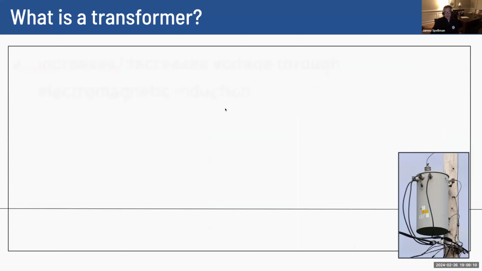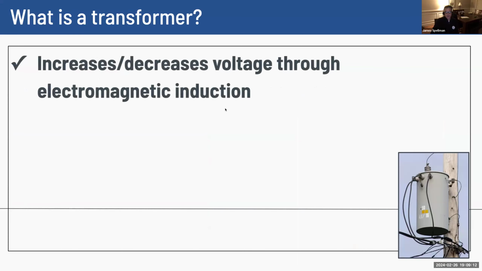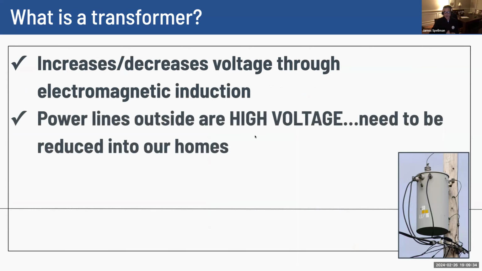The last little piece here is a transformer. This was a piece of your PhET simulation as well. What a transformer does is it increases or decreases the voltage through what's called electromagnetic induction. The image I have on the screen here is what you might see on the power line outside your home or on the road. And this is a transformer. On the inside of it is where some changes in electricity take place.